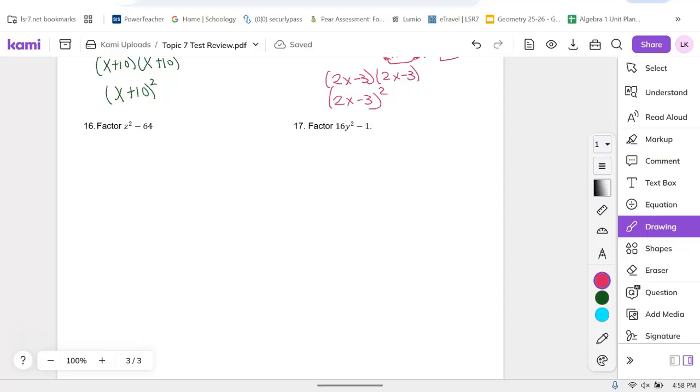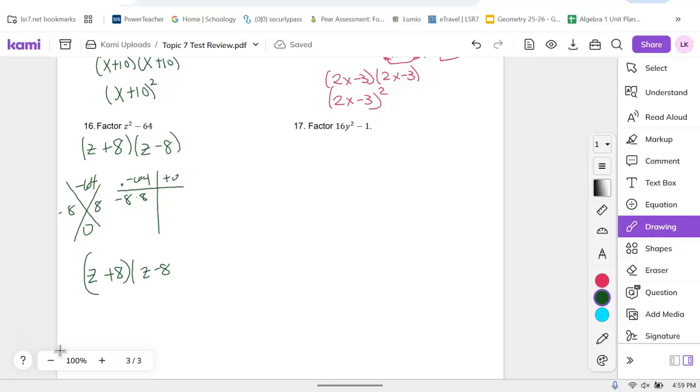Two more problems, 16 and 17. So now, I'm going to show you both ways to do this. The first way, notice that there is not a middle term. So I can say, what's the square root of z squared? What's the square root of 64? And that means you're going to have a plus and a negative. So square root of z squared is just z, square root of 64 is 8. Or you can still do the diamond, AC is negative 64. My b, there's not a b, so it's 0. So what multiplies to give me negative 64 adds to give me 0? Well, that would be negative 8 times positive 8. So then you would still get z plus 8, z minus 8.